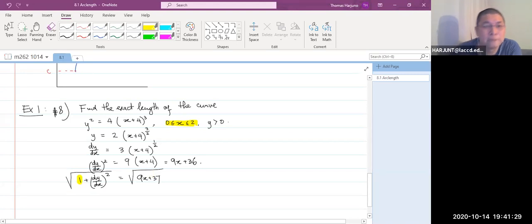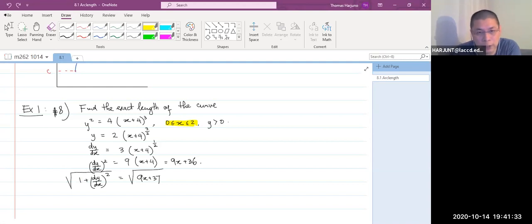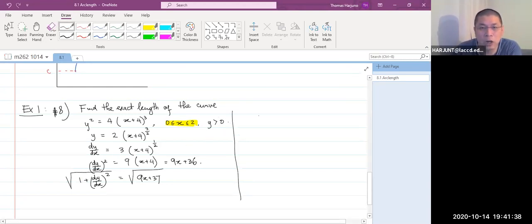Is it okay? I add 1. Well, you can just slow down if you want, but eventually that's what you will get. Now I go on with the second part, the integral. The arc length equals the integral from 0 to 2 of the square root of 9x plus 37 dx. That's what you need to compute.